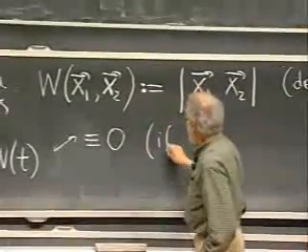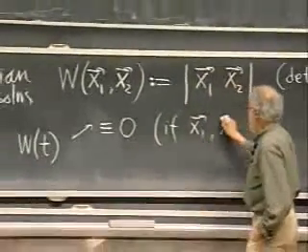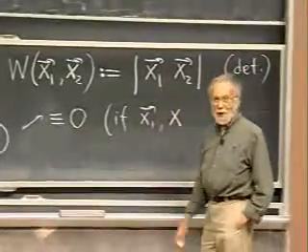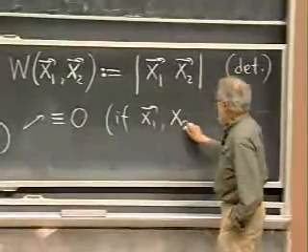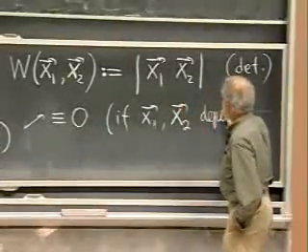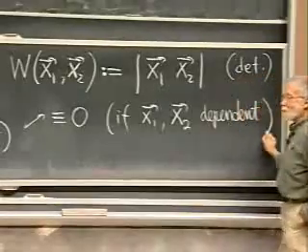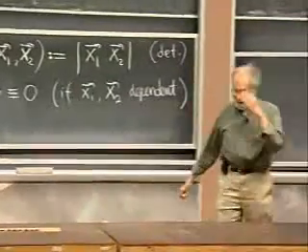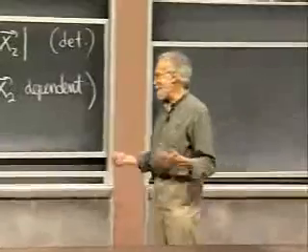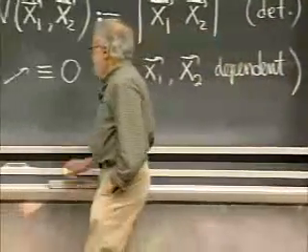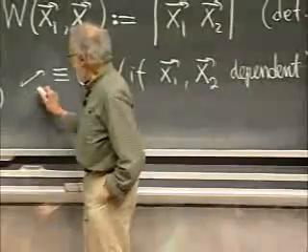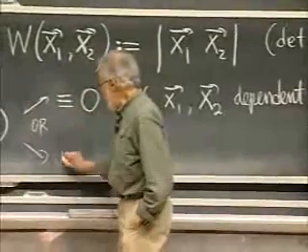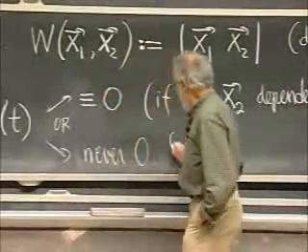And this happens if x1 and x2 are not linearly independent. Usually people just say dependent and hope they're interpreted correctly. But since I didn't explain what dependent means, I'll say it: not linearly independent. I know that's horrible, but nobody's figured out another way to say it. So that's one possibility, or the opposite of this: it is never zero for any t.